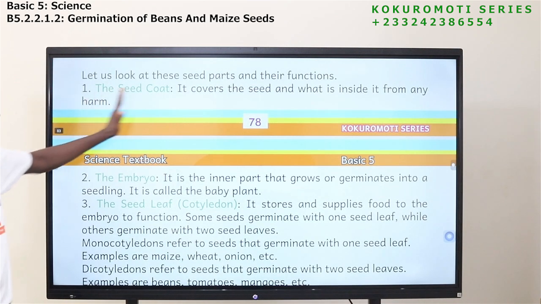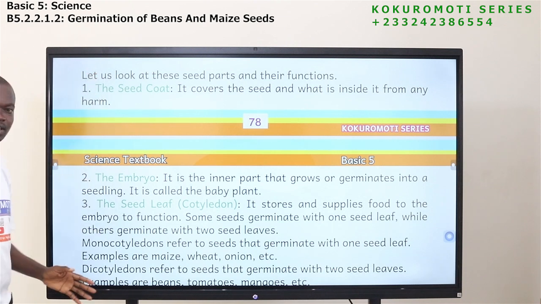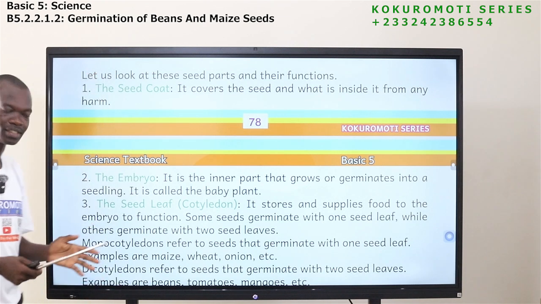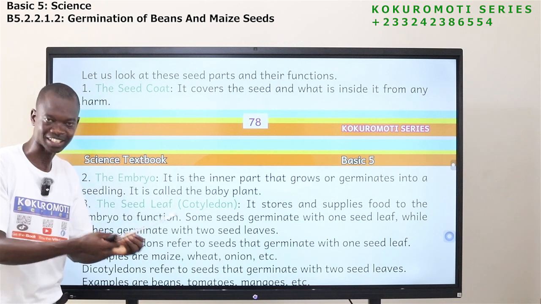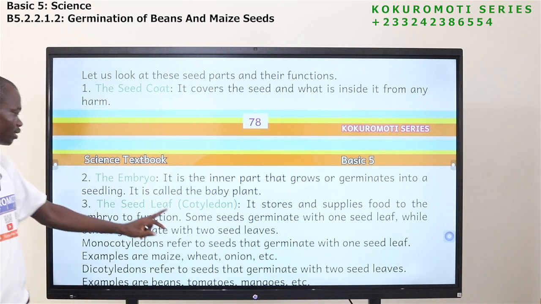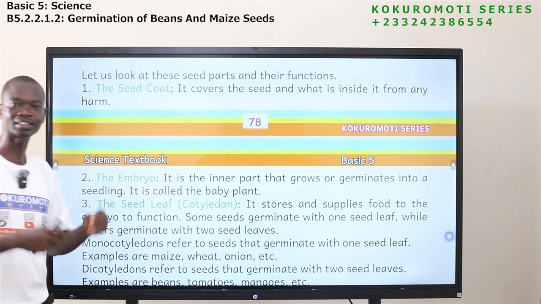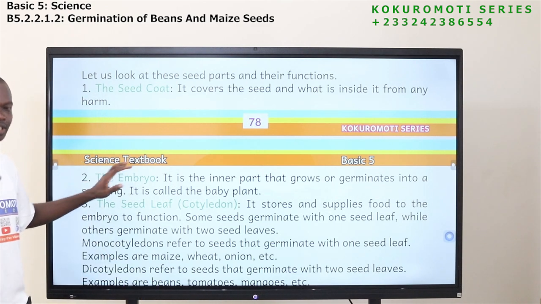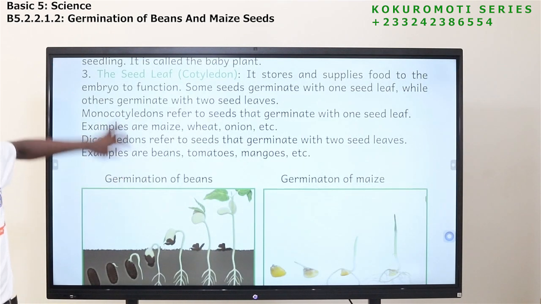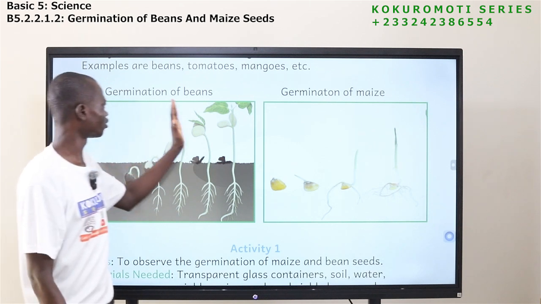The three parts are the seed coat, which covers the seed. The next one is the embryo, the part that comes out as the plant. And then the seed leaf, the part that stores food and supplies the food to the baby plant or the embryo. Okay, now this is how germination of beans takes place.